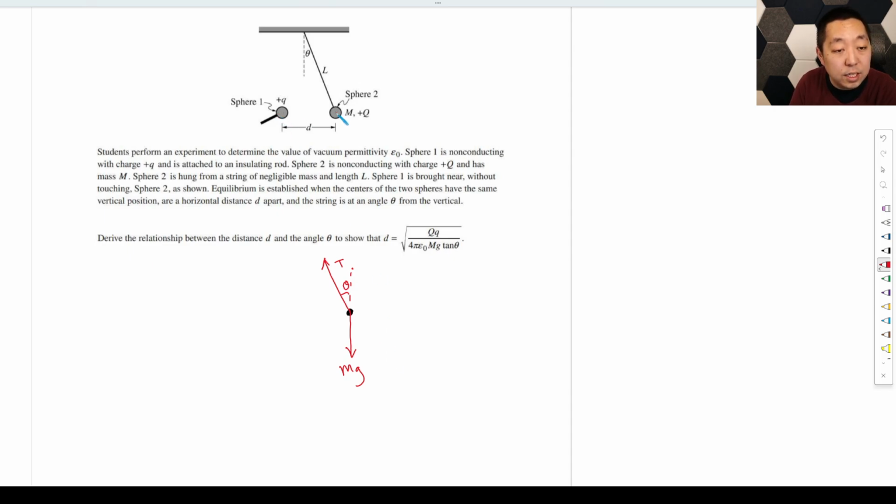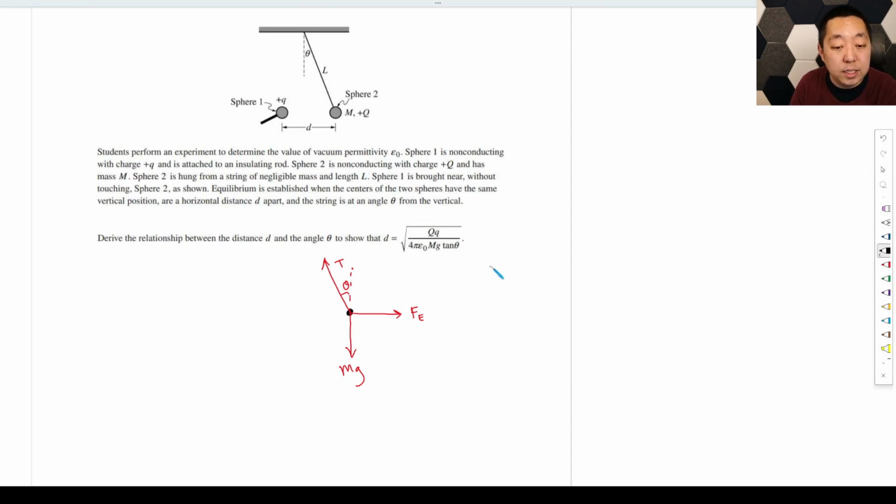And then there's an electrostatic force. They're both positive charges, so they're repelling. So from this guy's perspective, it's going to be pointing to the right, which is the electrostatic force, so we'll get to that in a second. All right, cool. So we've drawn our free body diagram, so we're done.